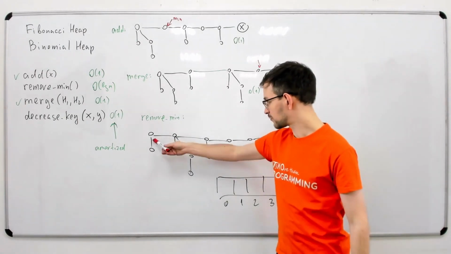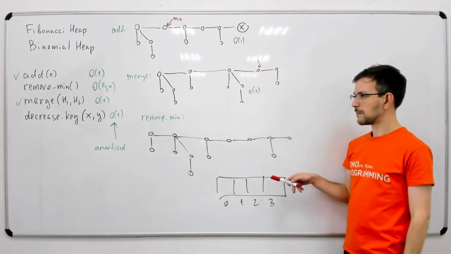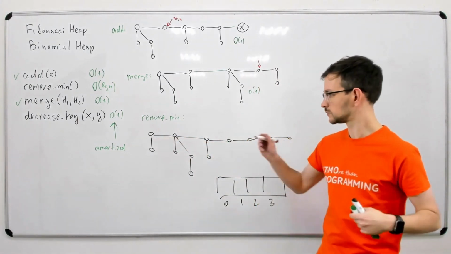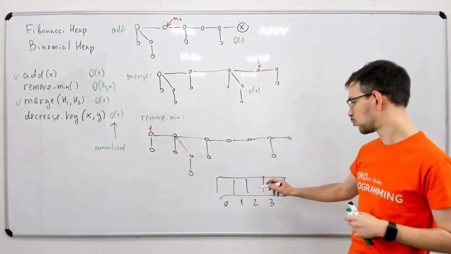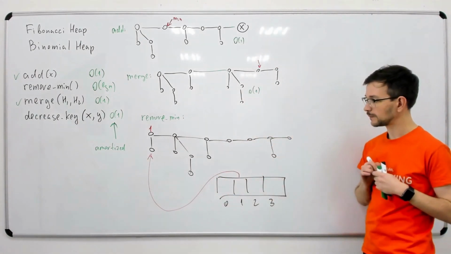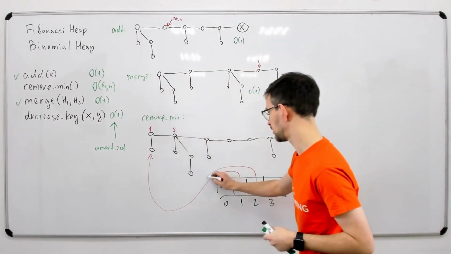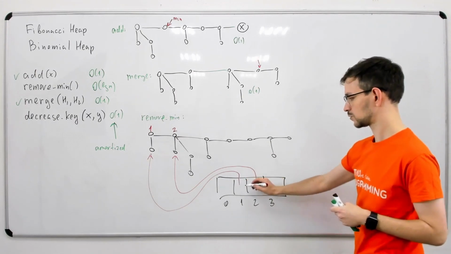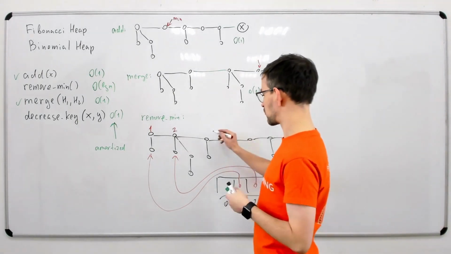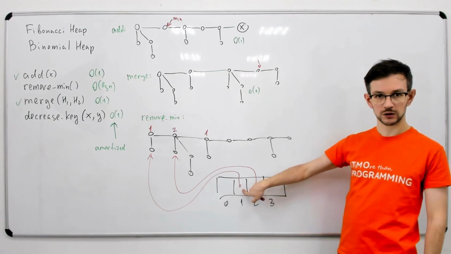So we go from left to right and maintain, for each rank, a pointer to the tree of this rank. So we start from here. Here we have a tree of rank 1, so we put the pointer from here to this tree. Now we have a tree of rank 2, so we put the pointer from here to this tree. Now we have another tree of rank 1. Now we check. We already have a tree of rank 1.